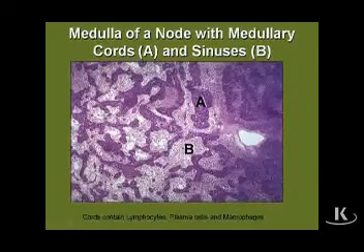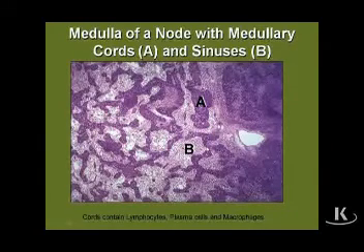Now, looking in contrast at the medulla of the node, we note here that it has differential staining because the medullary cords, containing many more cells, are much more basophilic than the adjacent areas at B, which are the medullary sinuses. And as we indicated previously, the medullary cords are prominent locations of lymphocytes, modified lymphocytes that are in the form of plasma cells, as well as macrophages.